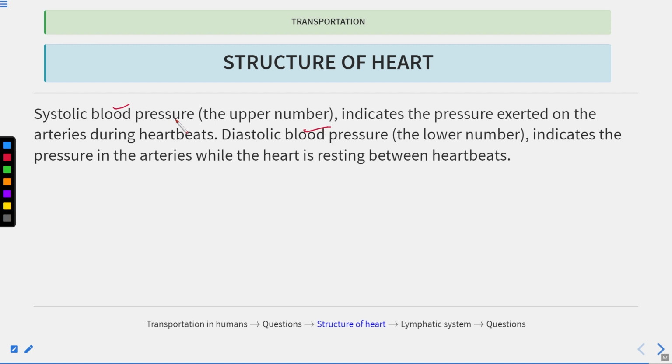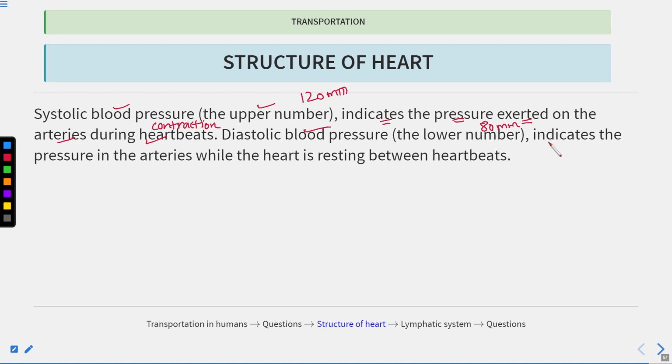So the systolic blood pressure, the upper number, is the value of 120 mm. Okay, this is the systolic blood pressure. This indicates the pressure exerted on the arteries during the heartbeat, or you can say during the contraction of the cardiac muscle, or contraction of the heart. Now another one is the diastolic blood pressure, meaning the lower number. What is the lower number? It was 80 mm.